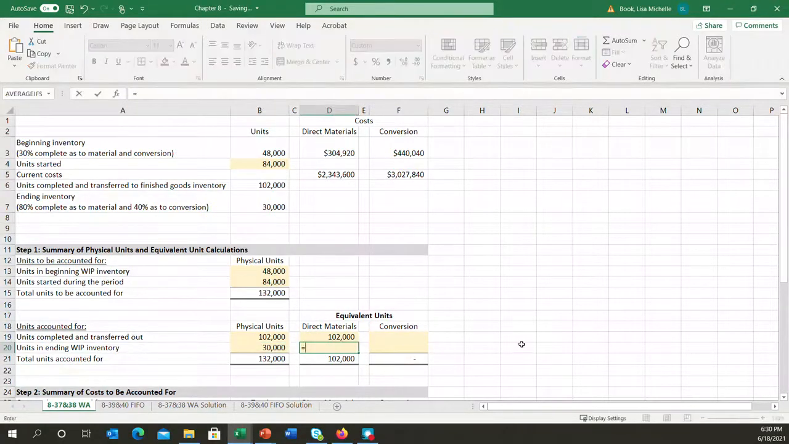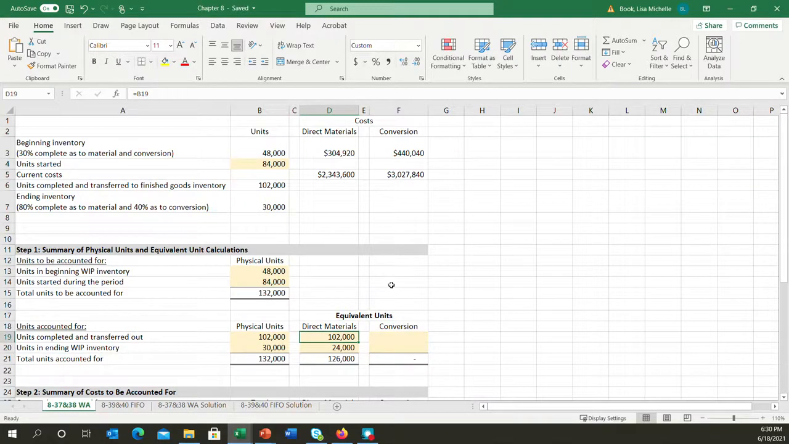To do that, I simply take my 30,000 physical units times my 80%, that's my percentage of completion that they give me, and so that transforms it into 24,000 equivalent material units in ending work in process inventory. Add that to my 102,000 units completed and transferred out, and I get total equivalent units for direct materials of 126,000. Again, the process would be similar for conversion, but obviously the ending work in process inventory is a different percentage. It's 40%. That's why we have separate columns here.